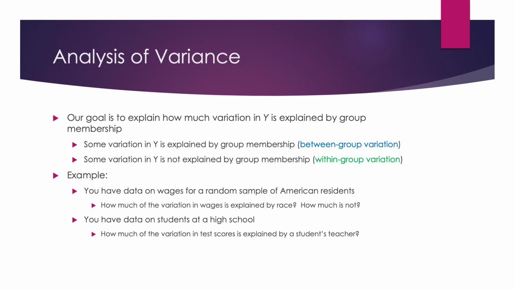Or maybe you have data on students at a high school, and you have their test scores. How much of the variation in these test scores is explained by a student's teacher? So group membership in a group, a class group. So between group variation would be the variation in test scores by students that have different teachers. And within group variation is going to be the variation in test scores between students who are in the same class with the same teacher.